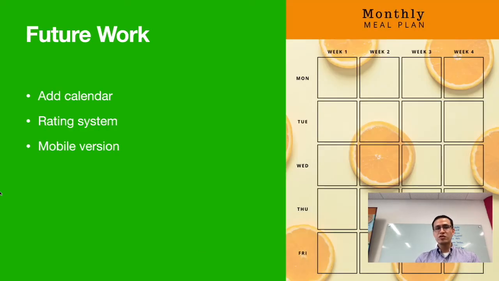So for the future, I plan to work on adding a calendar where I can pinpoint each recipe that I'm adding on a weekly and a monthly basis. I want to have a page where I could rate each recipe, that it will help each person see how healthy it has become. And I would like to have a mobile version of the app.